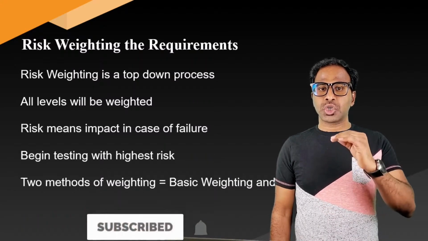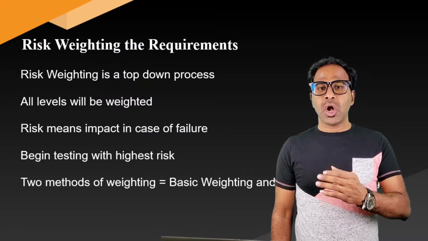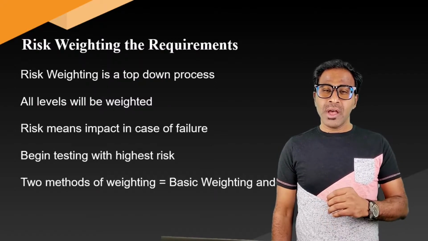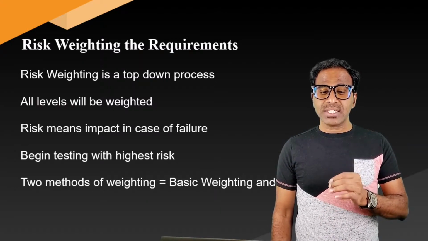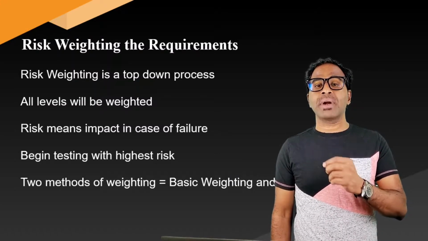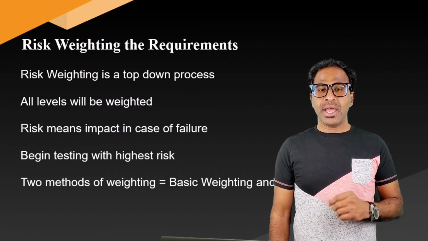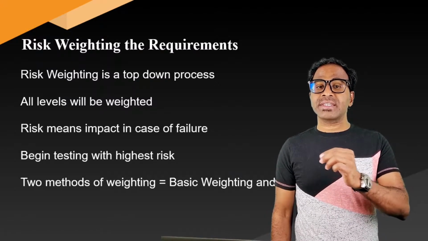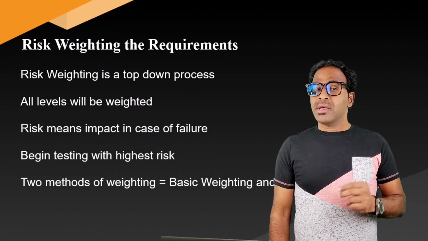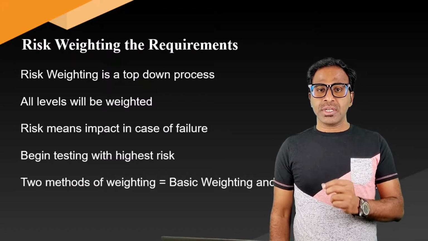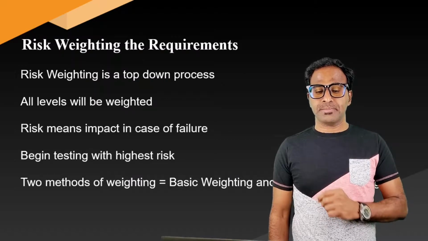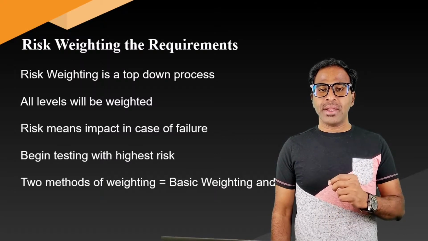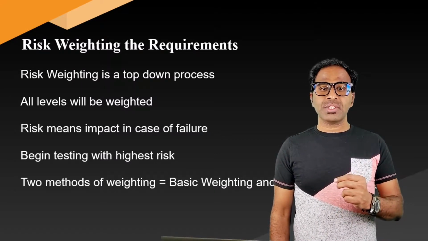That means the top level of the requirements will be weighted and also the lower level of the requirements will be weighted. And risk means the impact in case of failure of a particular requirement. We have to begin testing with the highest risk requirements. And there are two methods of weighting in the Tosca requirements section. The first method is basic weighting and the second method is complex weighting.